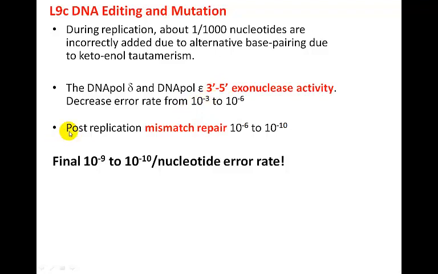And then we have another kind of editing ability, which is called post-replication mismatch repair, and it increases our DNA fidelity from 10 to the minus 6 up to 10 to the minus 10. So the final nucleotide error rate within our DNA sequences is about 10 to the minus 9 to 10 to the minus 10, and that's accurate.